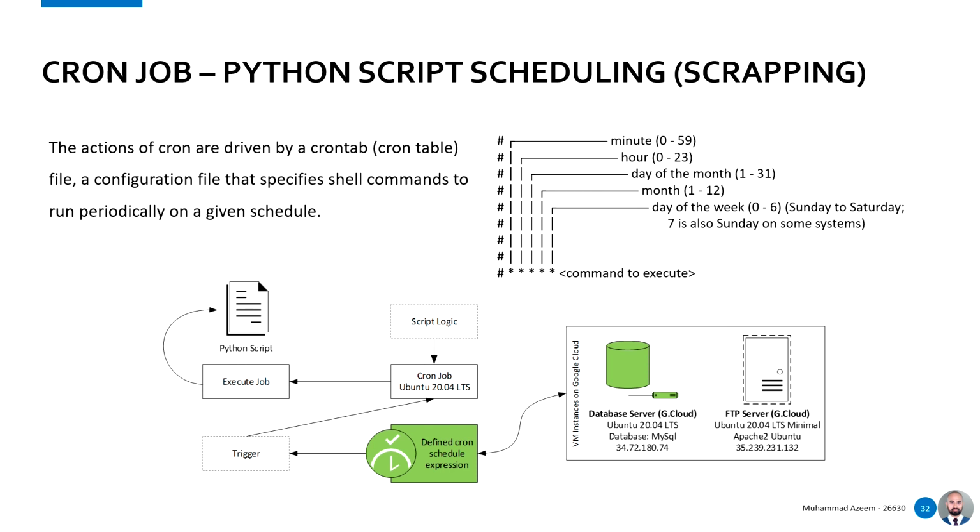Now here I would like to show you how we have done scheduling for the course scraping script. We have used a cron job to schedule our Python script. The actions of cron are driven by a cron table, as you can see on the right side. It is a configuration file that specifies shell commands to run periodically on a given schedule. Below is the architectural diagram where we implemented the cron job and how it is running. This cron job is triggering each Monday of the month, from January to December, executing the Python script. A cron job is based on 5 fields.